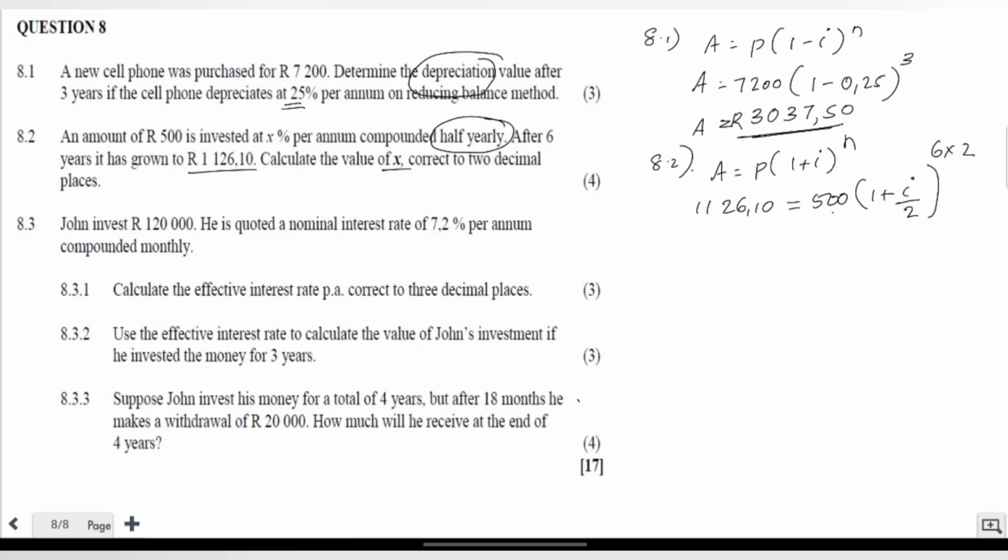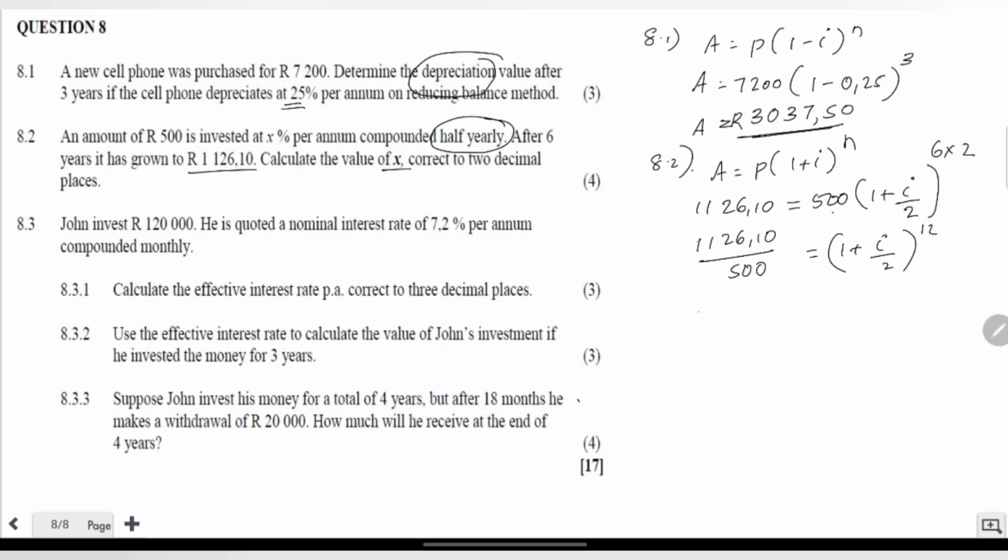Now solve and find the value. You will get the answer. So what are you going to do? You are going to send 500 this side. 1,126.10 divided by 500. Don't subtract; when you send 500 to the other side, you have to divide. That is equal to what is left there: 1 plus i divided by 2, to the power 12. Now what are you going to send? You are going to send the 12 to the other side, then the 1, then the 2. Is it clear?